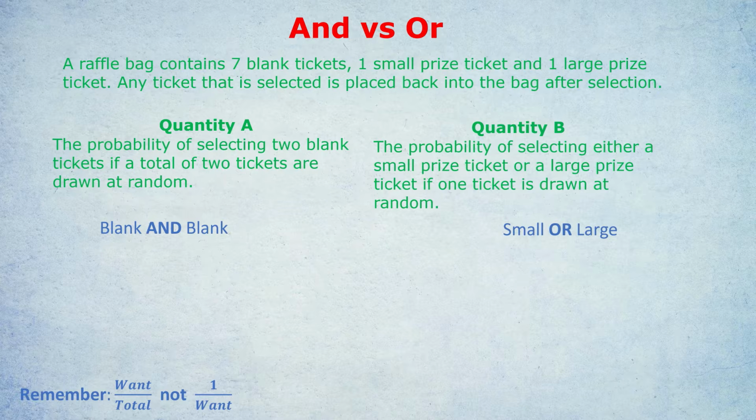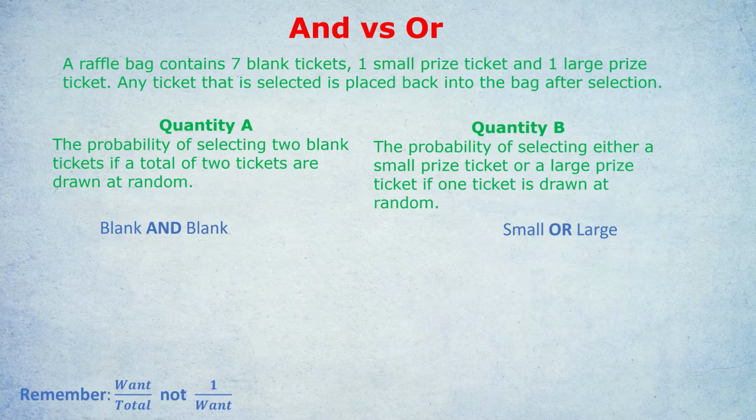Now, before I give you the secret of the words "and" and "or", I want to describe the fundamentals of probability that I've written down below. A probability can be thought of as a fraction, where the numerator, the top line, is the number of ways of getting what you want, and the denominator, the bottom line, is the total number of options that are out there. So it's what you want divided by the total, not, which is what many students think and get wrong, 1 over what you want.